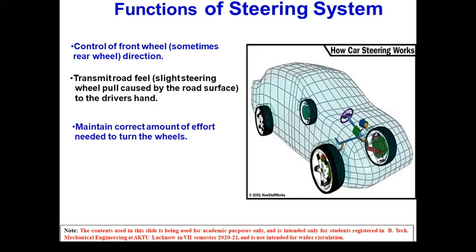Okay. So that road feel must not be transmitted to the driver. They ensure that the bumps coming inside the road or over the road must not be transmitted to the driver. They also maintain the correct amount of effort needed to turn the wheels, because if the effort required for turning the wheel is more, then it will be difficult for the driver to maintain that force. So the steering system must ensure that the driver does not have to apply much force.